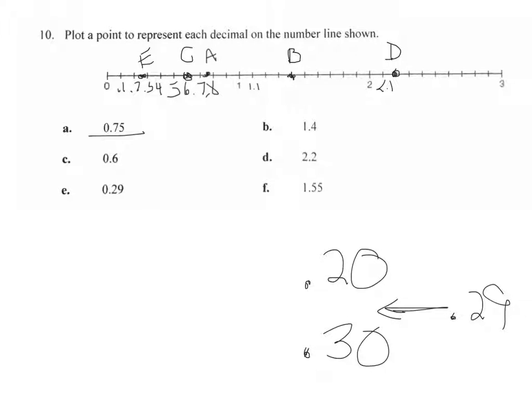And last you have 1 and 55 hundredths, which you should think, okay, 1 and 50 hundredths is the same as 1 and 5/10, and 1 and 60 hundredths is the same as 1 and 6/10, so the 1 and 55 hundredths needs to go in between there. So we're going to count. This is 1, 2, 3, 4, 5, 6. So it would go right in between those two. That would have to be F.